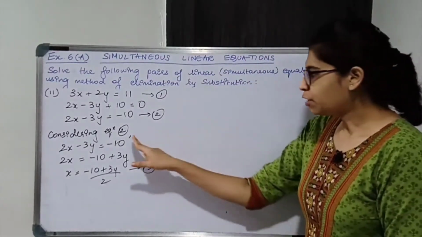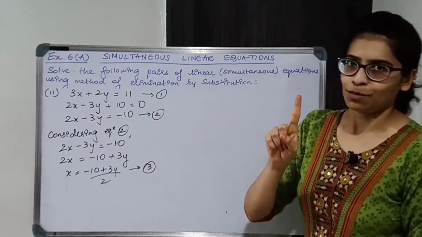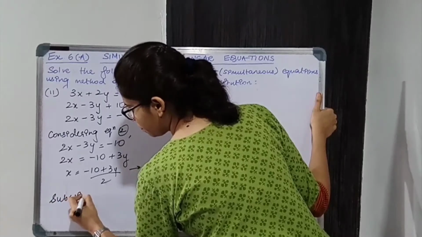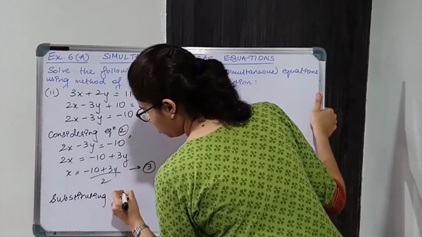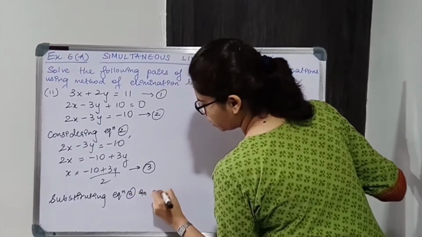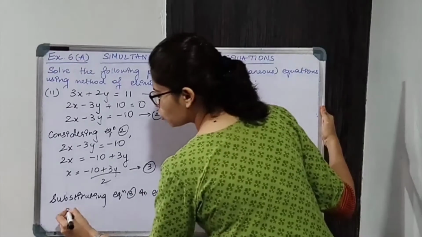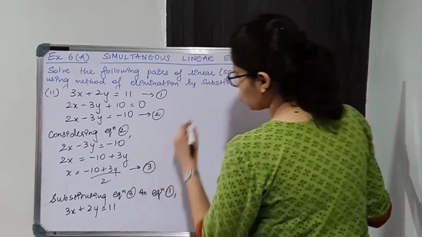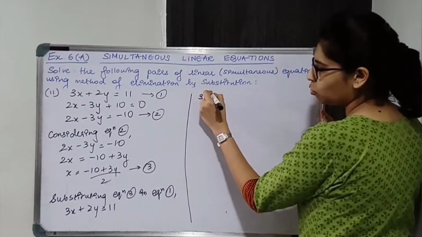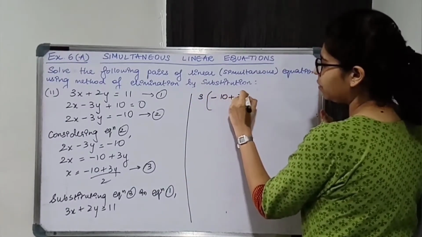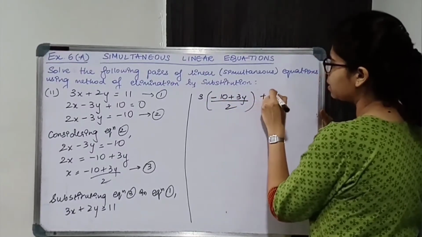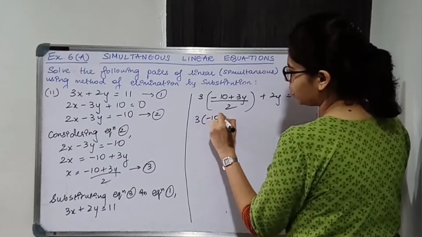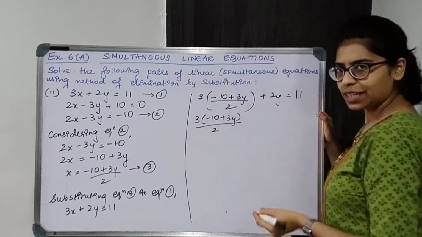Which equation did we consider? 2. So किस में substitute करेंगे? 1 में करेंगे. In the other equation. So substituting equation 3 in equation 1. ठीक है? So equation 1 is 3x plus 2y is equal to 11. So in place of x we'll write this. So 3 into minus 10 plus 3y by 2 plus 2y is equal to 11. So that will be 3 into minus 10 plus 3y, the whole thing upon 2. I can write it like this.